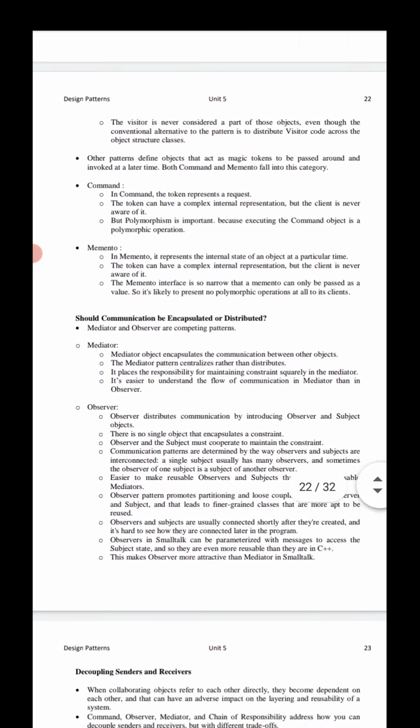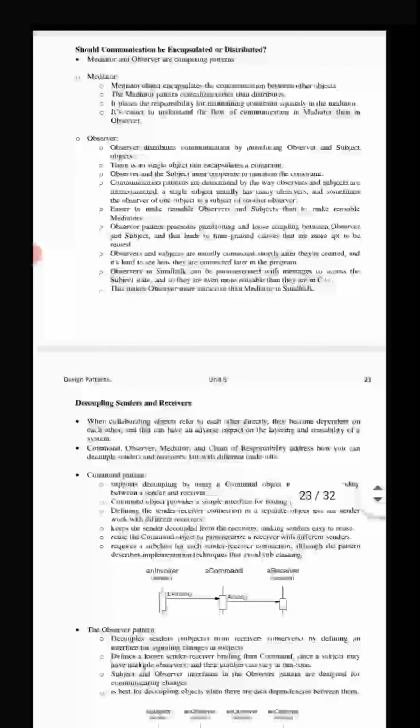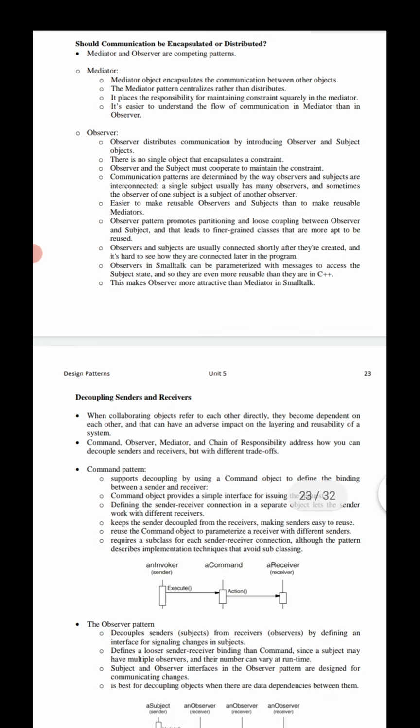Okay, now we see the third one, that is nothing but should communication be encapsulated or distributed. Now we see the third concept is the easiest concept. Should the communication between those objects be encapsulated or distributed? Now we see here the mediator design pattern and the observer design pattern. These two design patterns are very competing patterns.